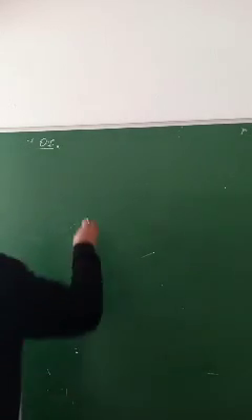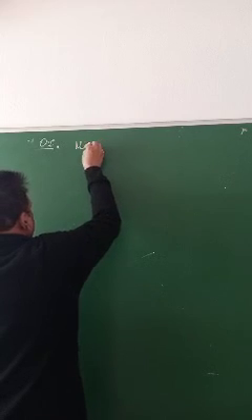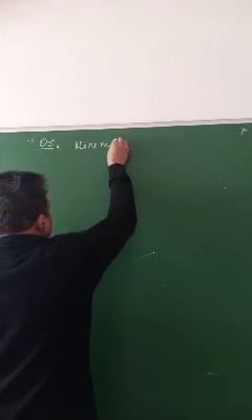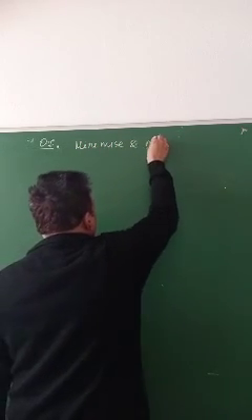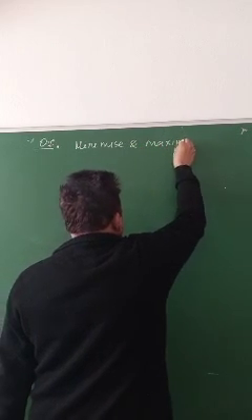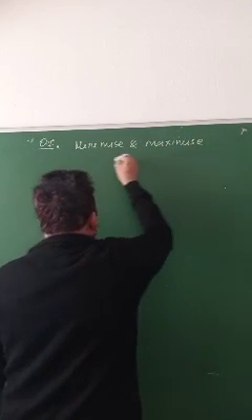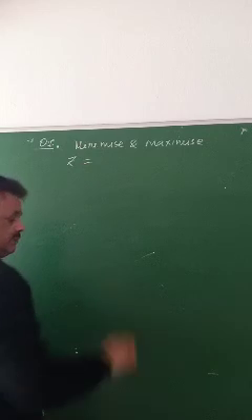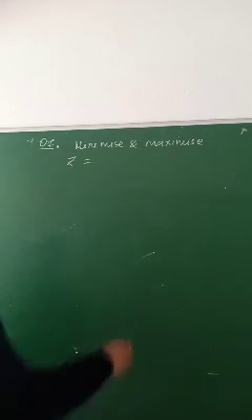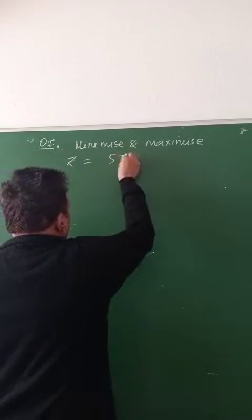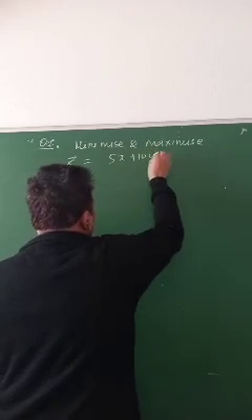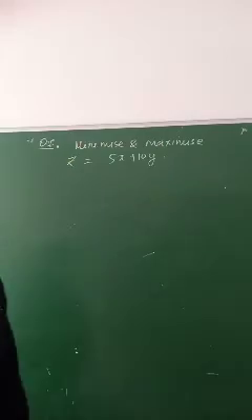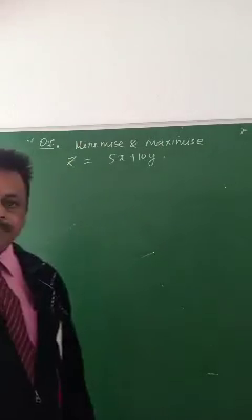Question number 7. Minimize and maximize Z equals 5x plus 10y. This has to be calculated.